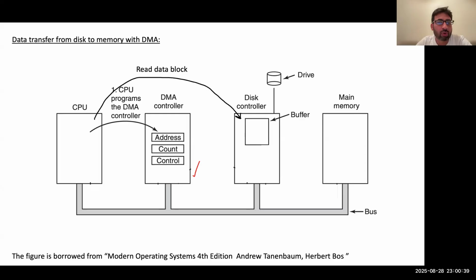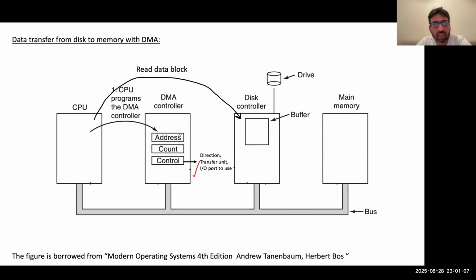First, the CPU programs the DMA. The CPU does two things. One, it sends a read data block request to the disk controller, same as in the previous figure, but at the same time, it also programs the DMA controller. The DMA controller internally has different registers which need to be programmed. So for example, our CPU will send the DMA controller an address, count, and control.